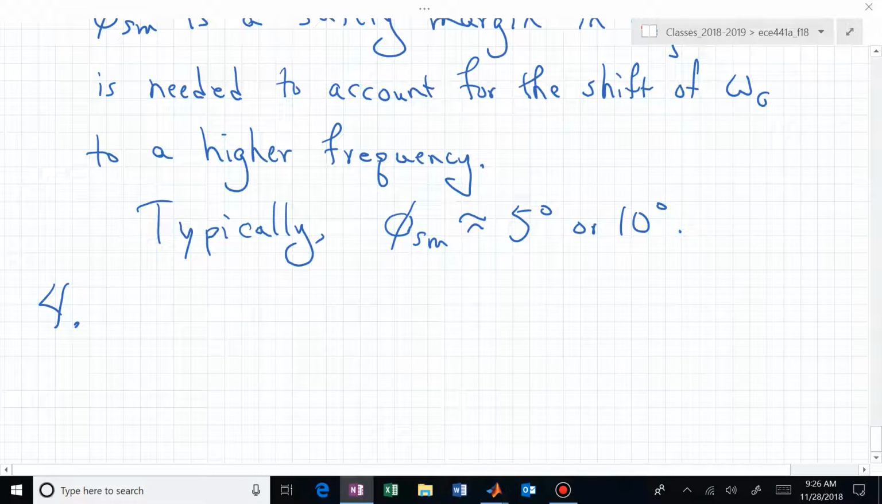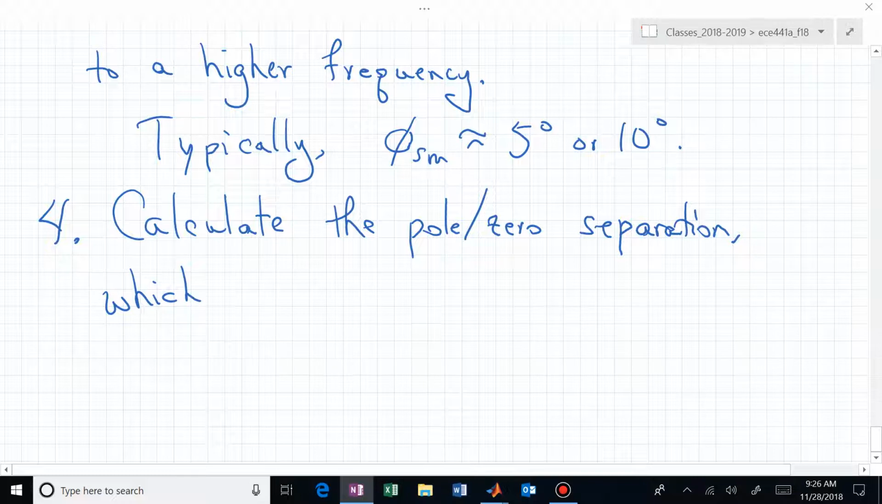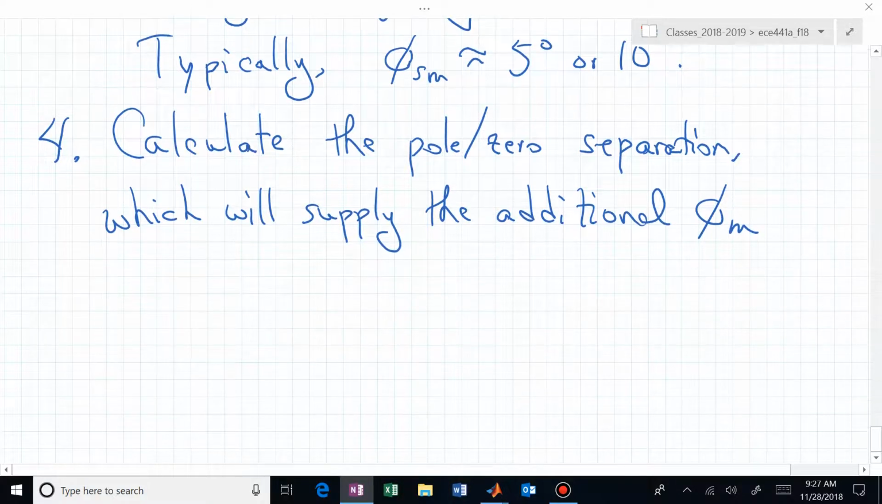Now we've figured out how much phase to add. In order to add that much phase, that's going to depend on how far the pole and the zero are apart, the pole-zero separation. When do we kick the zero in, and when do we kick the pole in? Step 4 then is concerned with calculating that separation. Calculate the pole-zero separation, which will supply the additional phi sub m that's needed.